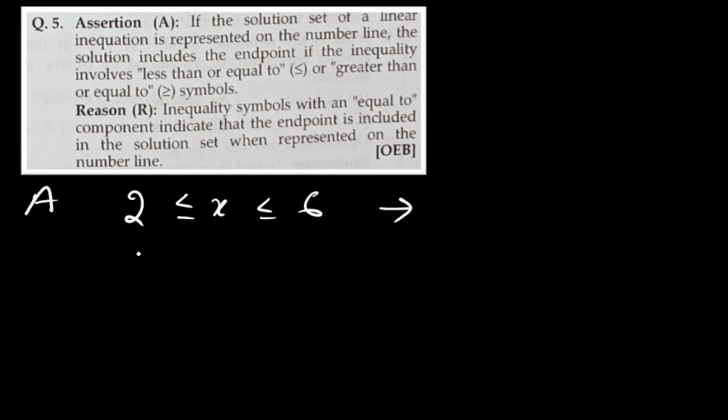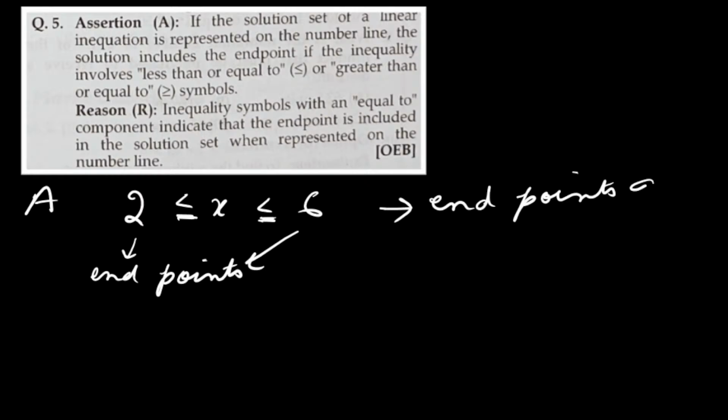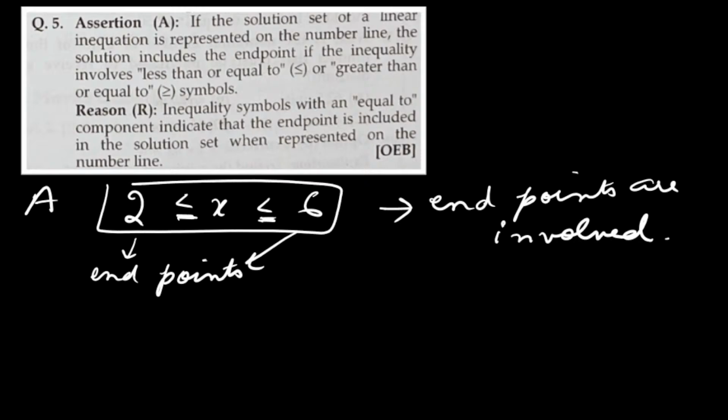So what are the endpoints? Endpoints are 2 and 6. When you express this on a number line, endpoints are involved because of this inequality. This is the meaning of the assertion statement. So is it true? When I have an equation like this, do we include endpoints or we don't include?